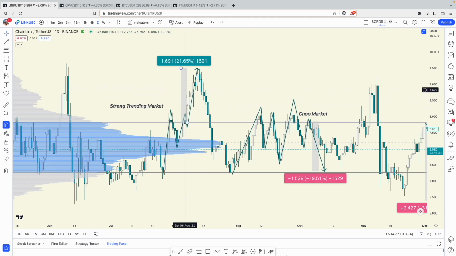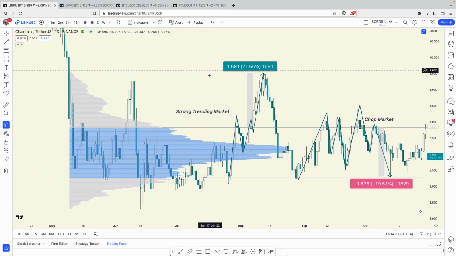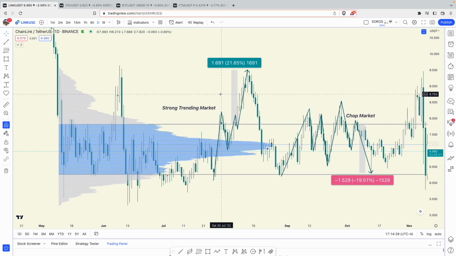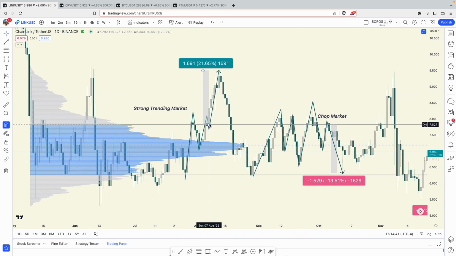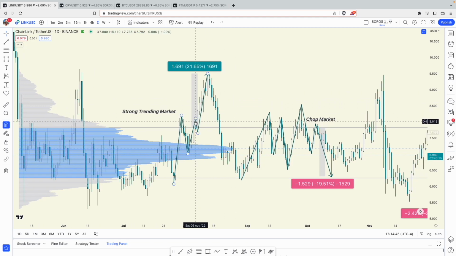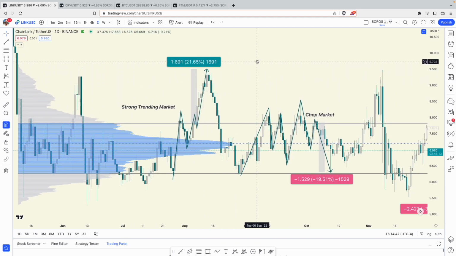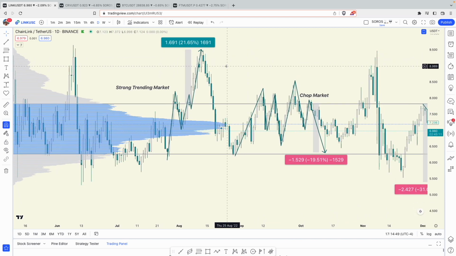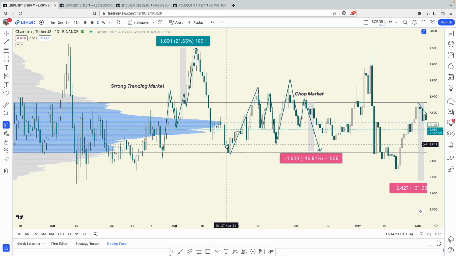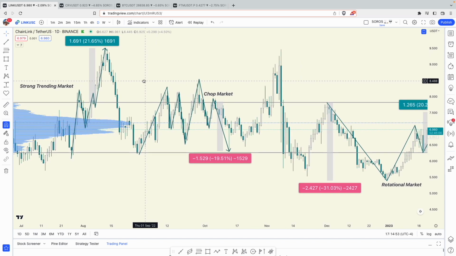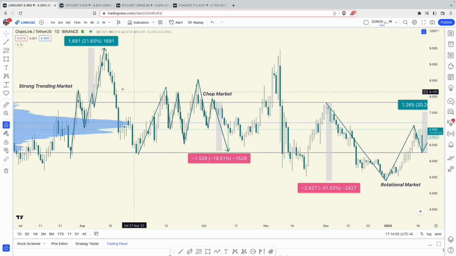But the point is, if you understood how to trade from the value area, you could have entered long over here once you saw this candle engulfing here and traded it for 22% expansion. You could see the strong move back down into the range, and then you create a chop market.